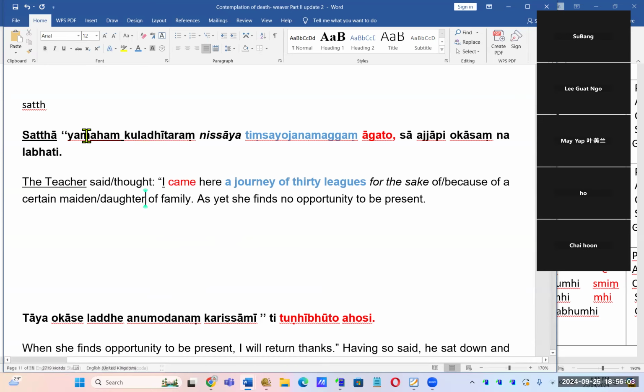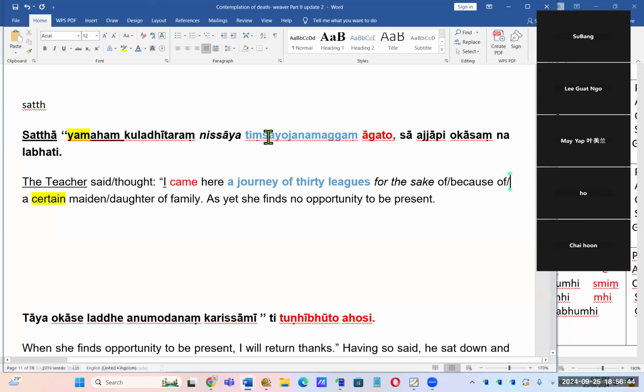of a certain family. So for certain, it uses this word yam. Yam here means, anything starting with Y is kind of relative. It's not sure about something. So we use yam to mean certain, or depend on a certain thing, not mentioning the name here. So the teacher Satta said or taught here: yam aham puraditaram, a certain madam, daughter of a family, nisaya, for the sake of, because of. Timsa 30, yojana leagues, maga journey, agato came. Right. Okay, this sentence is finished.